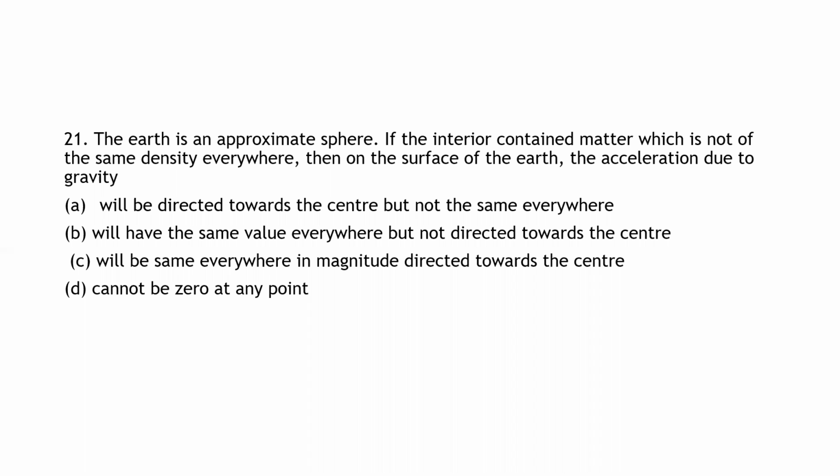The options are: it will be directed towards the center, but not the same everywhere; will have the same value everywhere, but not directed towards the center; will be the same everywhere in magnitude, directed towards the center; cannot be zero at any point. So here, what happens to the acceleration due to gravity if the density is not the same?